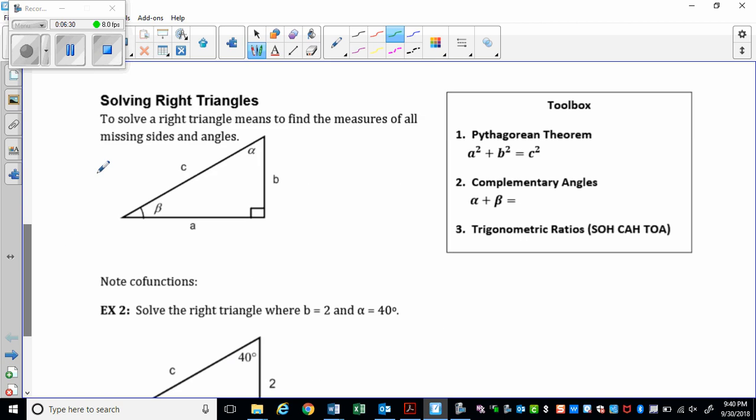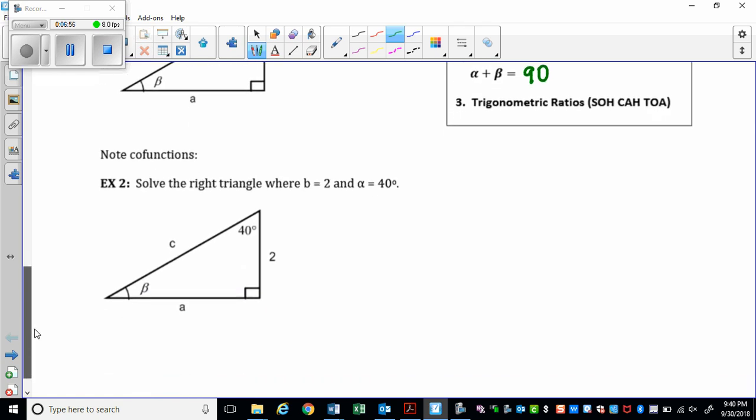So in order to solve right triangles, these are things that we have in our toolbox. If we're given two sides of a triangle, we need to find another one. We have the Pythagorean theorem. If we're given B, we can find A because A plus B add up to equal 90. They're complementary, means they add up to equal 90. And then we need to know SOHCAHTOA.